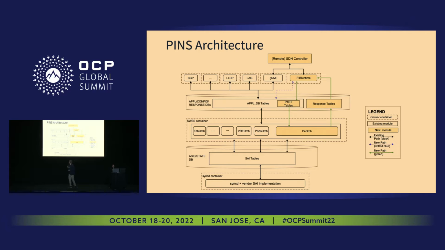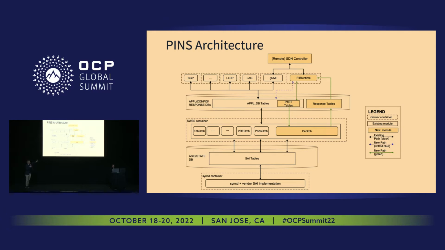So to round out our overview, then, this is a bit of an eye chart, but if you're familiar with Sonic, it probably looks familiar. We start at the bottom with our syncd container. This is where the vendors provide their libSAI implementations. We work up to our ASIC database. This is where we get the PSI objects.